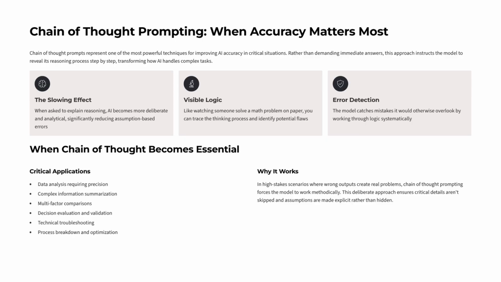Number 5, chain of thought prompts. Chain of thought prompts are one of the most powerful tools we have when accuracy truly matters. Instead of asking the model to jump straight to an answer, these prompts tell the model to show its reasoning process step by step. When you ask AI to explain how it reached a conclusion, something important happens. The model slows down. It becomes more deliberate, more analytical, and far less likely to skip over details or make assumptions. Think of it like watching someone work out a math problem on paper instead of blurting out the answer. You can actually see the logic unfold.